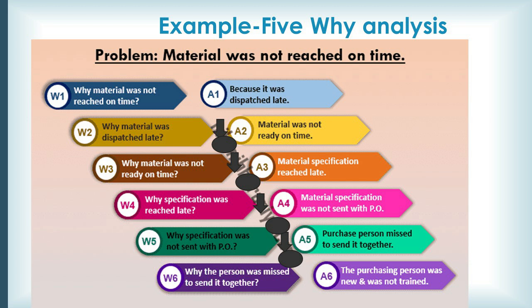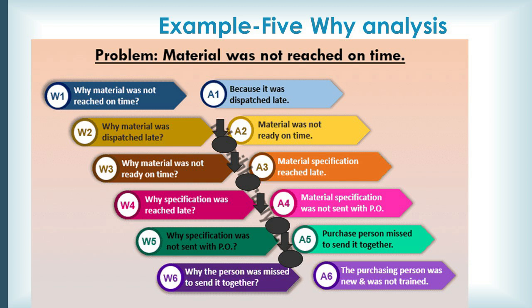Okay, then the third or fourth why: why the material specification reached late? Because the material specification was not sent along with the purchase order. Okay, then again we ask another why question. Why the technical specification was not sent along with the purchase order? Because the purchase person, the purchase clerk, missed to send it together. Okay, that is the reason.